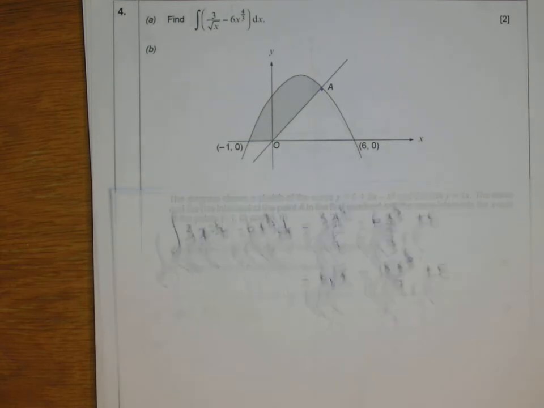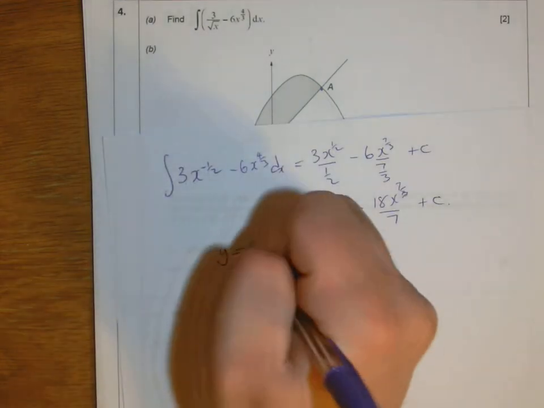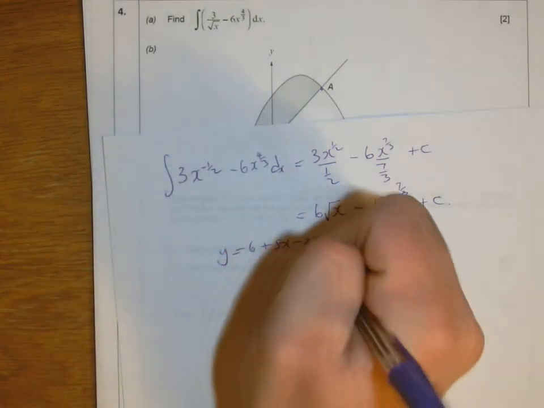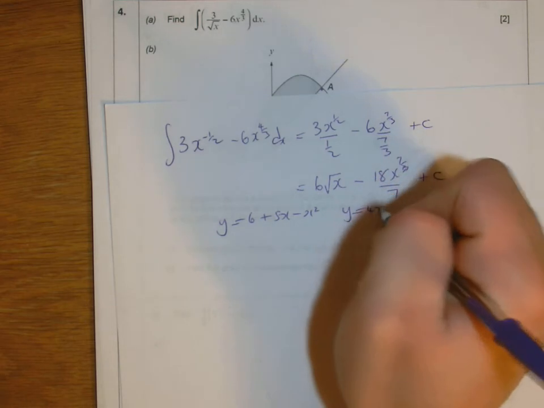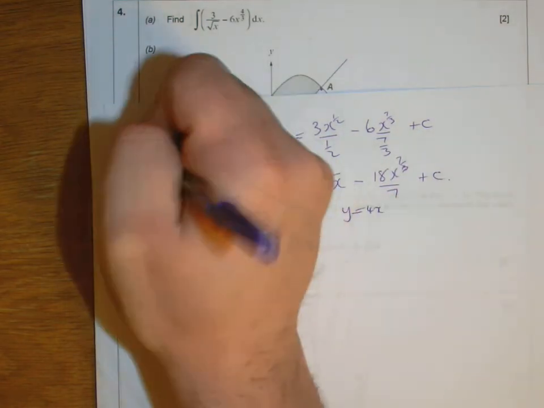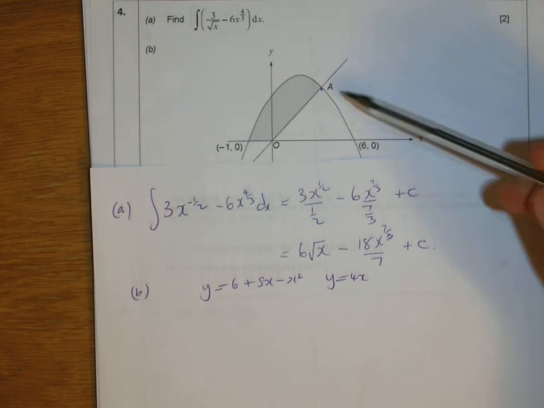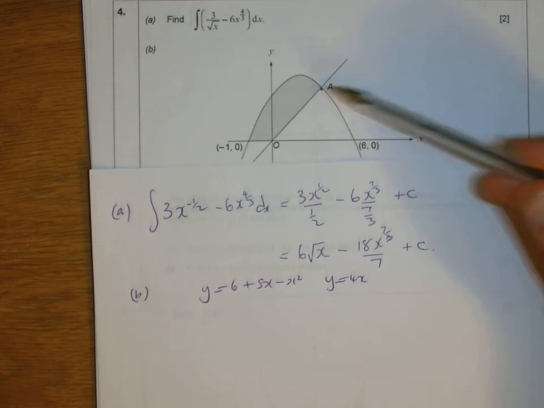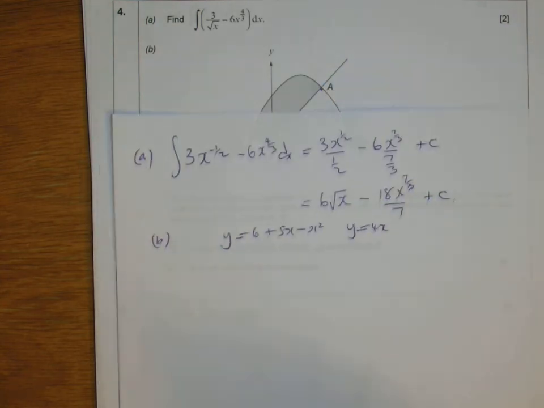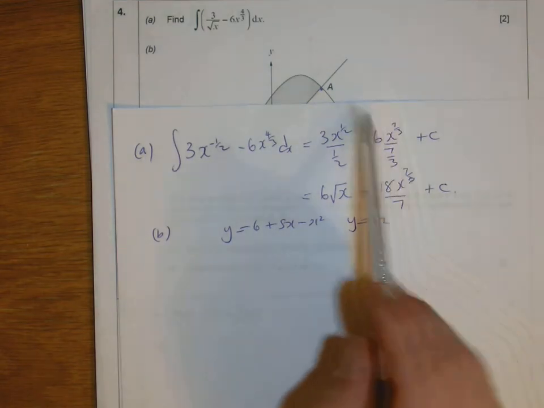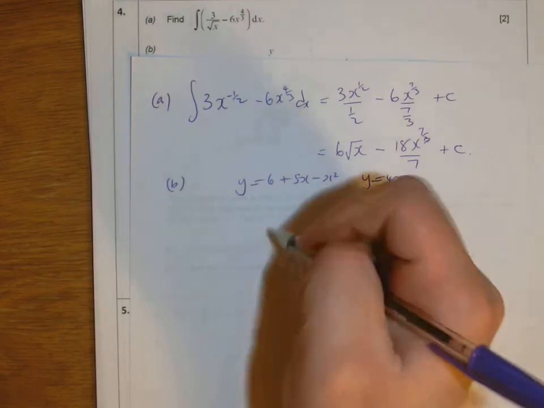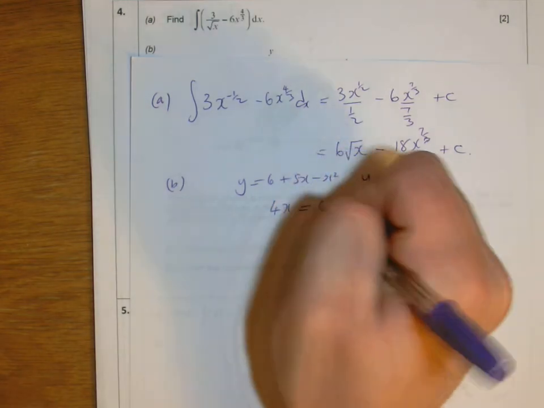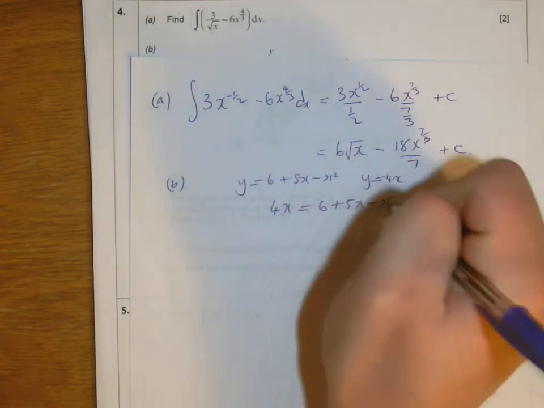So we take the line and the curve, so y equals 6 plus 5x minus x squared, okay? And the line then was y equals 4x. And of course, where they meet here at this point, the y values are the same, the x values are the same as well, but the y values, more importantly, are identical at that point. So we could say that these are the same. In other words, we can put now 4x equals 6 plus 5x minus x squared.